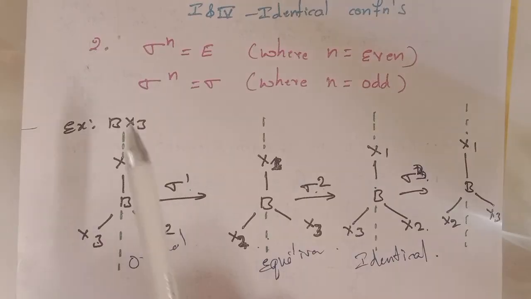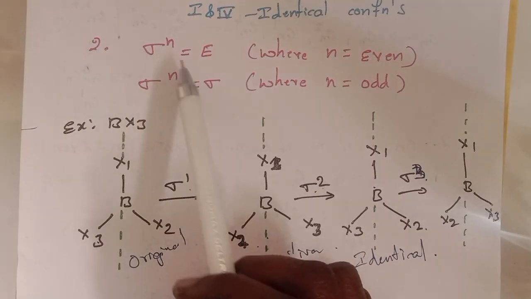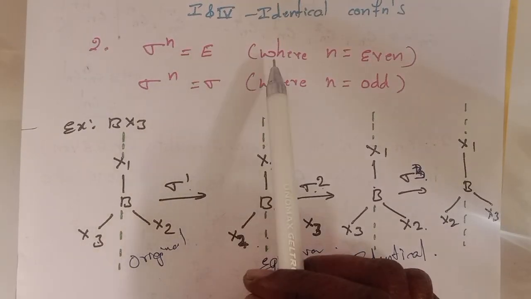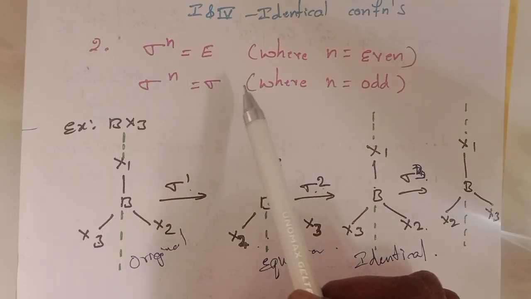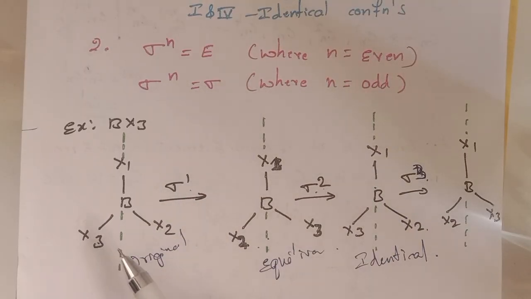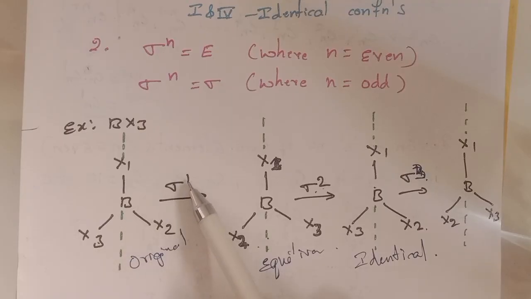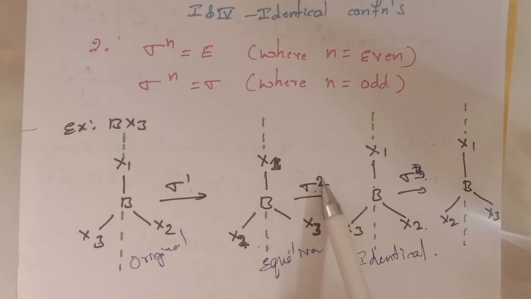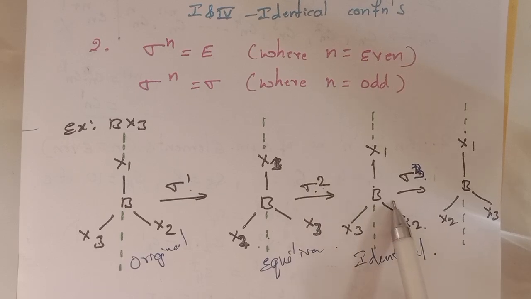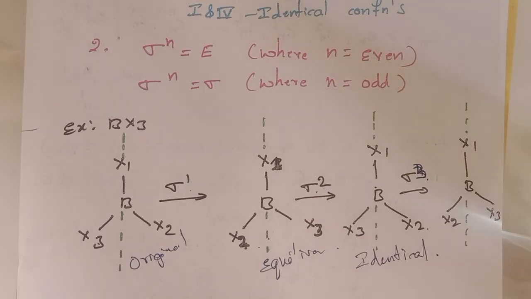The next relation is sigma power n. Sigma power n will give E when n is even. Sigma power n will give sigma when n is odd. For example, if we take BX3, when we do the reflection operation one time, it is giving the equivalent configuration, that is the reflected operation, right? And the second time, that is n is even, it is giving the identical configuration to the original one.